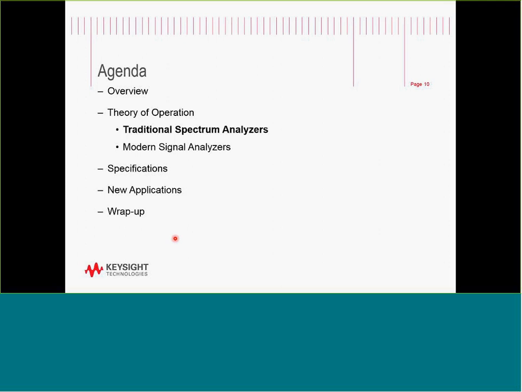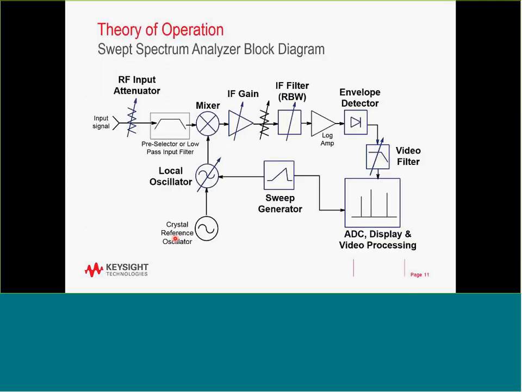We'll look at the diagram of a traditional spectrum analyzer. Here's the input of the analyzer. The first thing that the signal sees is the RF input attenuator. The attenuator's purpose is to make sure the signal that hits the mixer is not too strong, because if it is, the mixer will start to create all kinds of intermodulation.